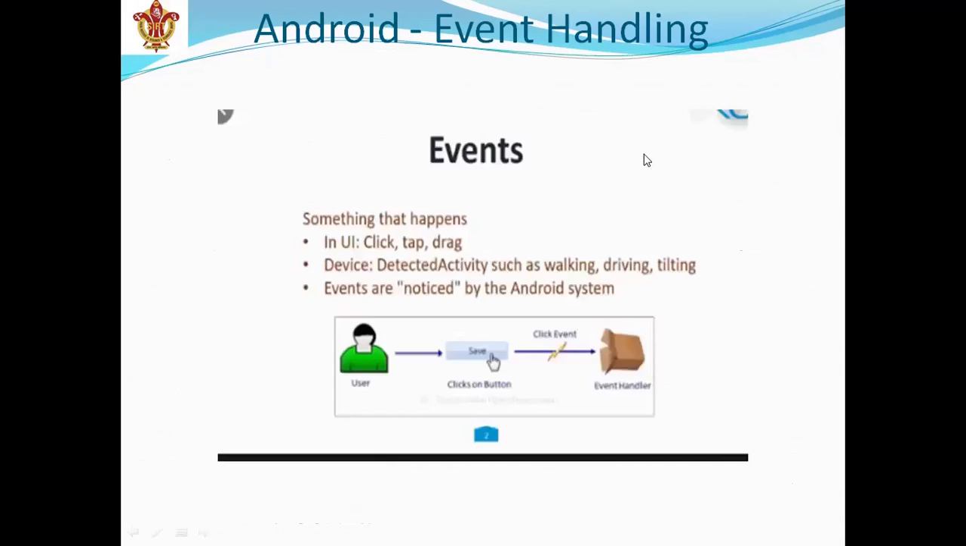So what are events? Simply, something that happens is called an event. In simple language, in the UI: click, tap, drag. In the example diagram, you can see a user clicks on the save button, then the click event and the event handler. In the event handler, the file or folder will be saved. Device detected activities such as walking, driving, tilting. Then after that, events are noticed by the Android system. So this is a basic example of events.